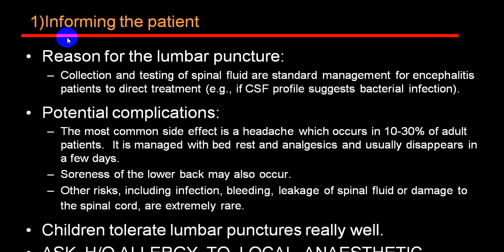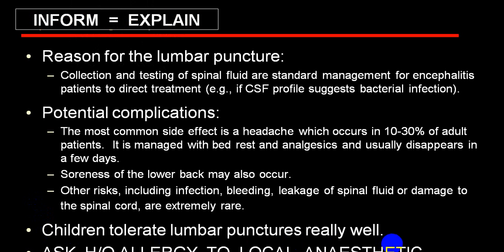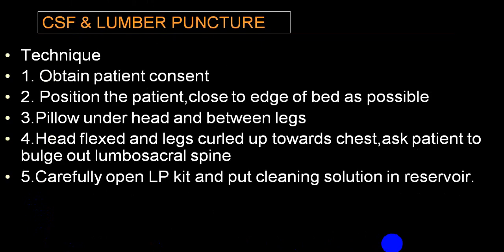So now we are starting with the first step. You have to explain the reason for doing a lumbar puncture. You have to explain the potential complications. And after informing all those things, you will get a signature or written consent. Ask the history of allergy to local anesthetics before giving a local anesthesia. So inform, explain, and then get a consent.